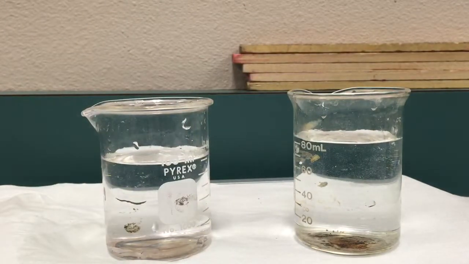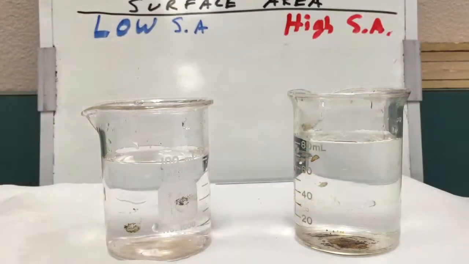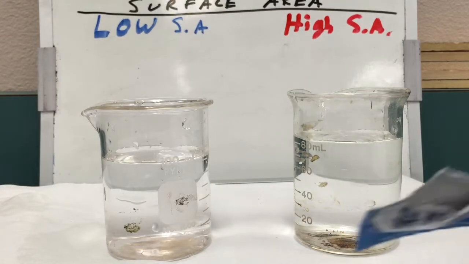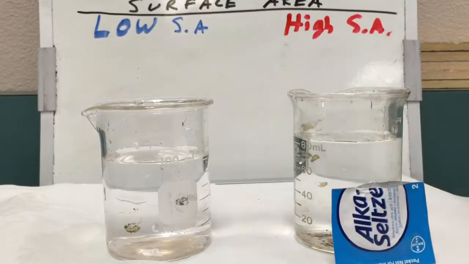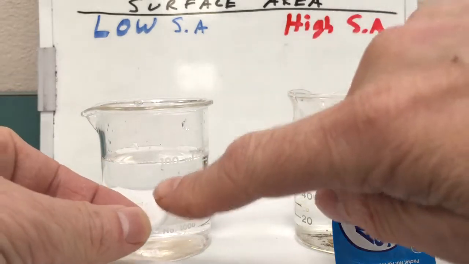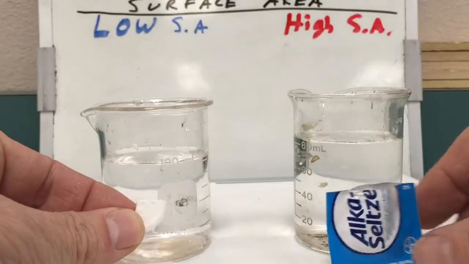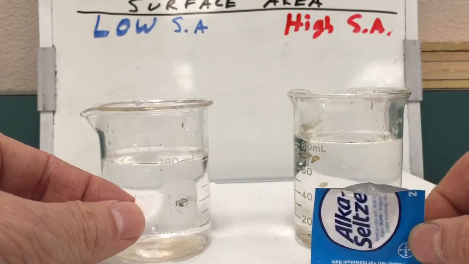So this is actually part 2 of the lab. And in part 2 of the lab, we tested surface area. So to do that, what I did is I took a quarter tablet and I smashed it up into a powder. That would be a very high surface area. And then we'll just take a quarter tablet like that, and that will be our low surface area. There's not as much surface touching the water. When you smash it into little pieces, there's lots of surfaces for the water to touch.